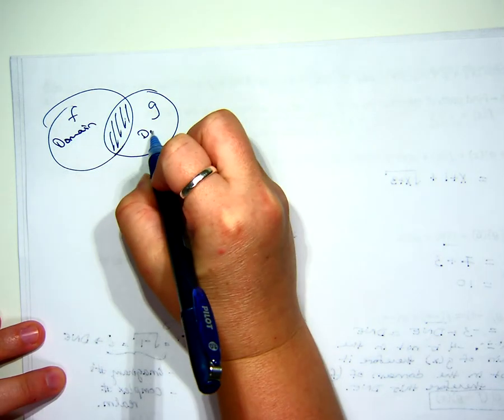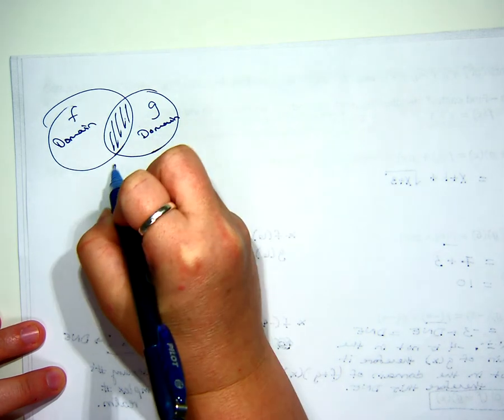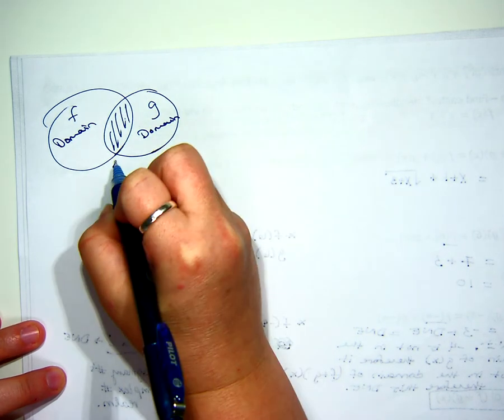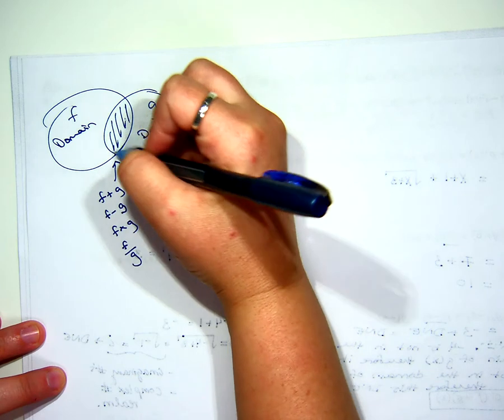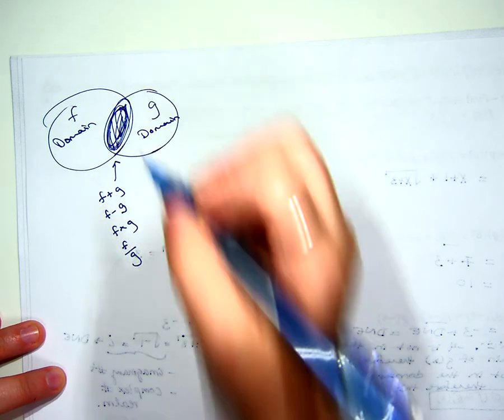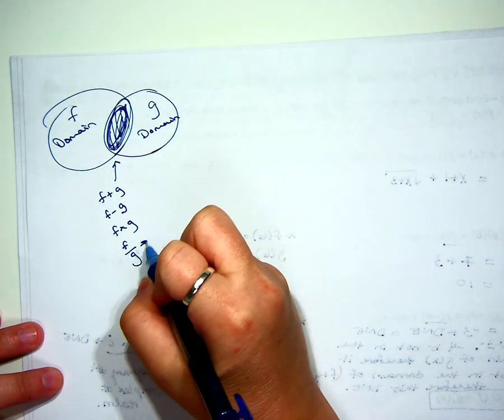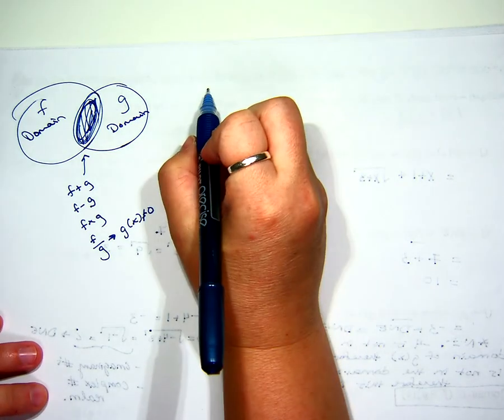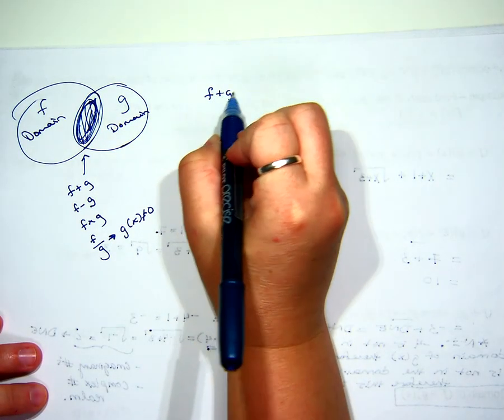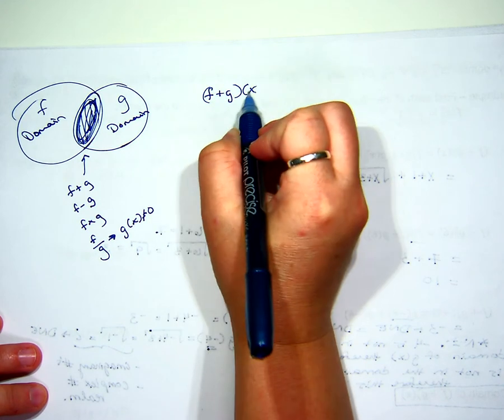The domain of f, the domain of g, the domain of any of the algebra will be the intersection of these two domains, with the exception of this one, where g of x cannot be 0. That has the addition there. So let's figure out, well, what is the domain of f plus g of x?